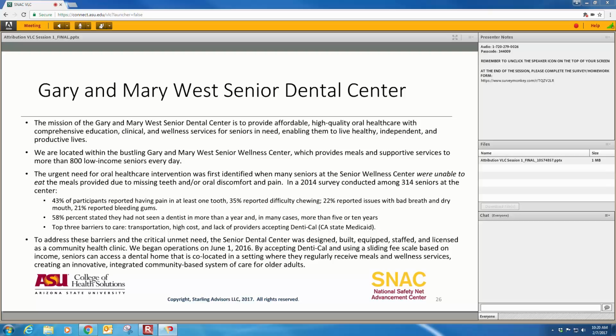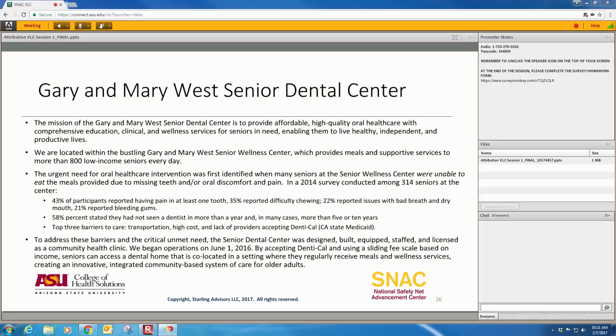So we're really brand new, and we also work small. So we started operations on June 1st, and what's unique about us is that we're a dental clinic that's located within a senior wellness center. And so at the Senior Wellness Center, low-income seniors have access to meals 365 days a week, two times a day. And what some of our volunteers were noticing, and actually our CEO and dental director, Dr. Becerra, was that many of the seniors were unable to eat the meals because of the status of their oral health. And so with the help of Gary and Mary West, they constructed the Senior Dental Center, and we just received our license as a community health clinic in June.